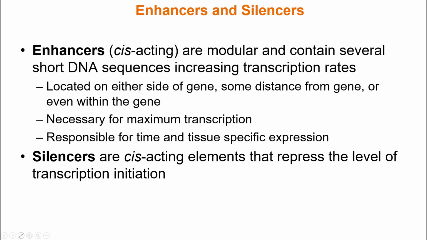Okay, silencers are kind of the opposite, right? They're cis-acting elements that repress the level of transcription. So they make transcription more difficult to occur, so we have less transcription.